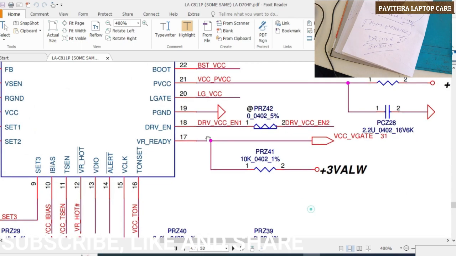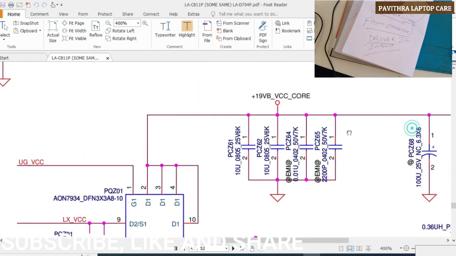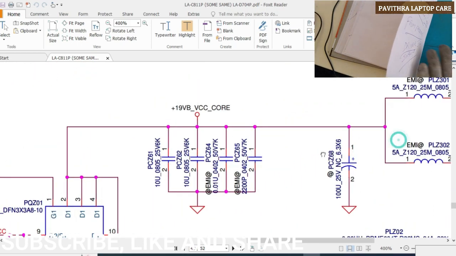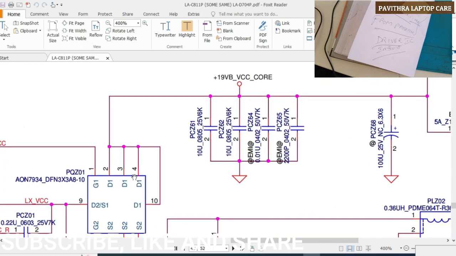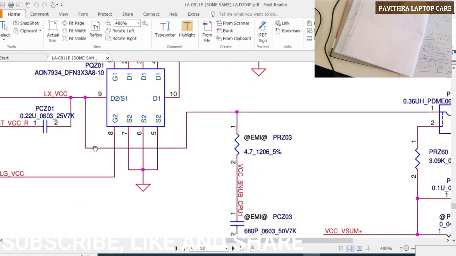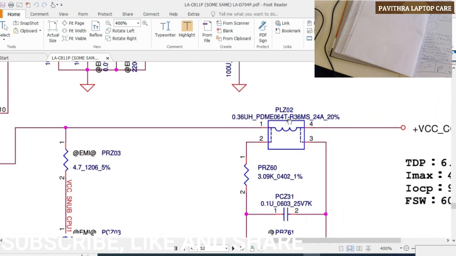Once the phase starts, that phase will come to the dual MOSFET LX VCC. Then the dual MOSFET starts using input output voltage. See, input voltage 19 volts VCC core, it's coming from 19 volts VB. Once the dual MOSFET starts, then the high low concept will start. Upper MOSFET, lower MOSFET will turn on and off. It generates some phase, so then it generates the voltage. It comes to the coil. Okay, this is the working principle of the CPU core IC.